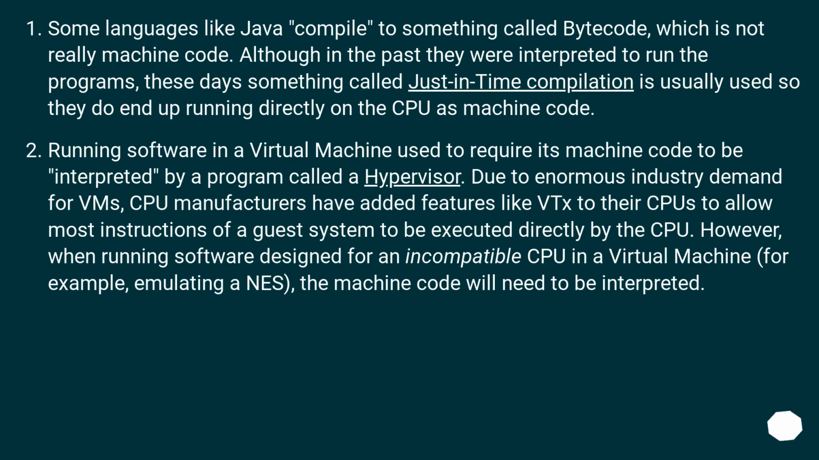Some languages like Java compile to something called bytecode, which is not really machine code. Although in the past they were interpreted to run the programs, these days something called just-in-time compilation is usually used, so they do end up running directly on the CPU as machine code.